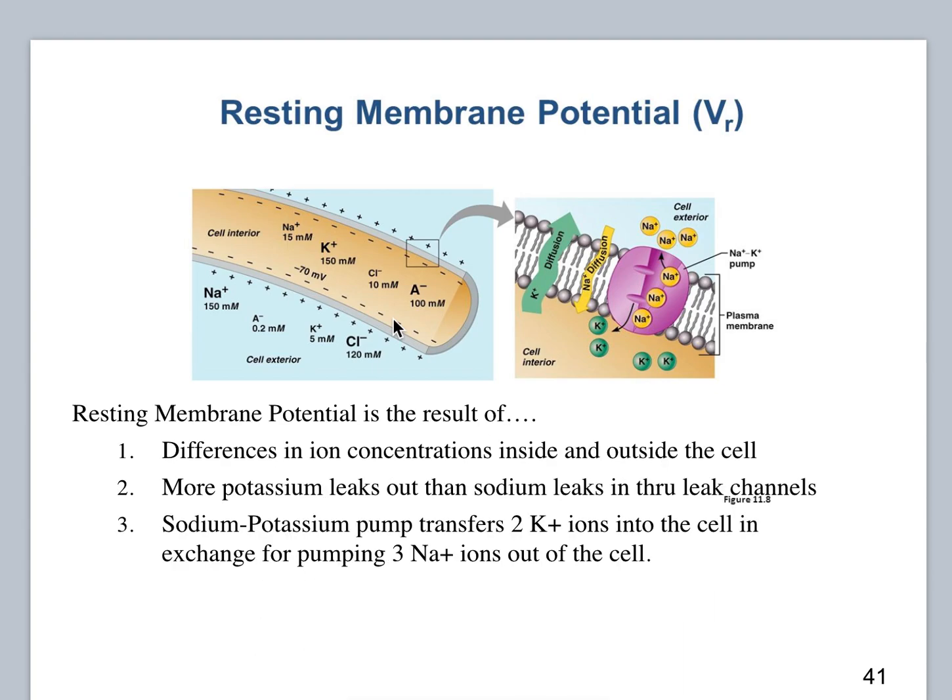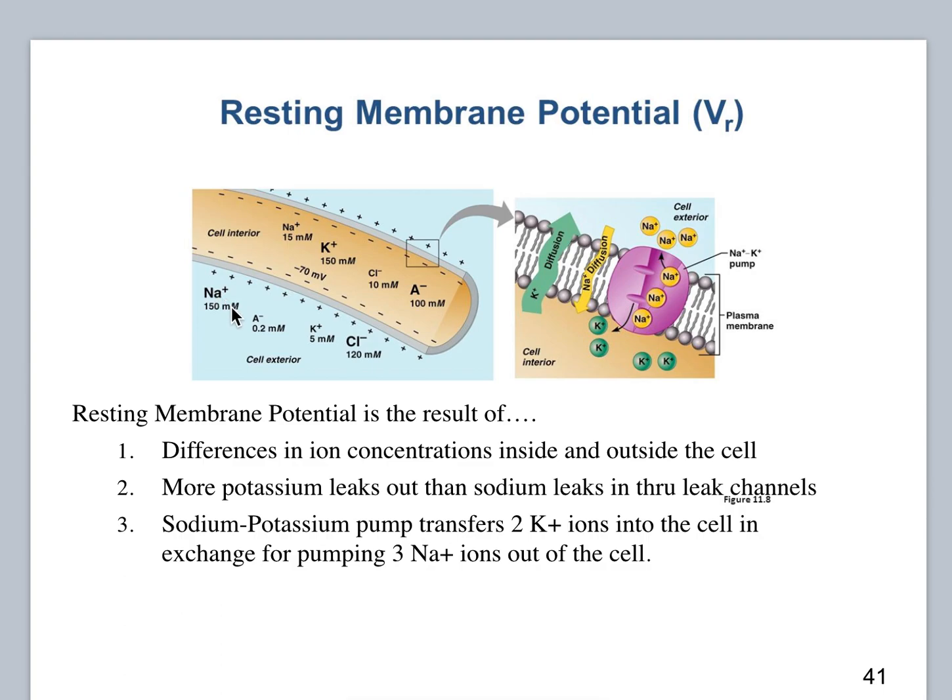The resting state is made due to the fact that there are different concentrations of ions inside and outside the cell. We discussed that potassium is concentrated inside the cell higher than outside the cell, but sodium is at a high concentration outside the cell than inside the cell. So this difference in concentration between inside and outside the cell is very important to maintain the resting membrane potential.